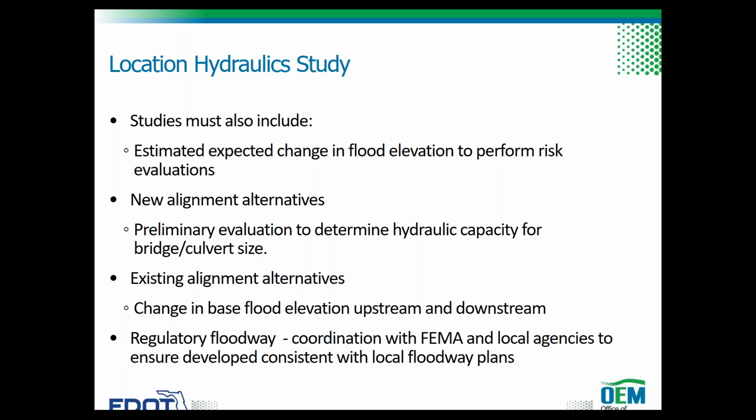Alternatives that avoid longitudinal encroachment of the floodplain should include evaluation and discussion of the practicability of alternatives. New alignment alternatives that involve floodplains usually require a preliminary evaluation to determine the hydraulic capacity of any anticipated bridges or culverts. When new alignments include longitudinal encroachments, they should be analyzed to determine any increase in the base floodplain elevation. Alternatives on existing alignments that involve floodplains require an evaluation to determine the change in base floodplain elevation upstream and downstream where appropriate, due to the possibility of decreased hydraulic performance of the existing structures.